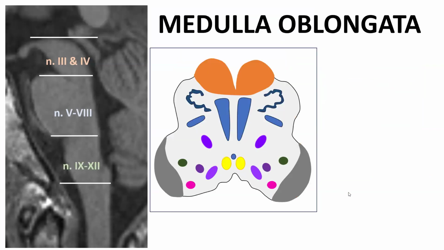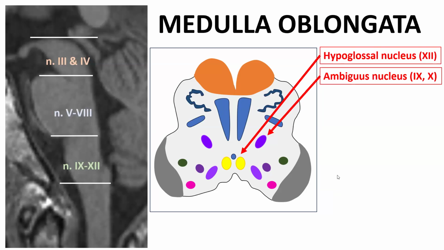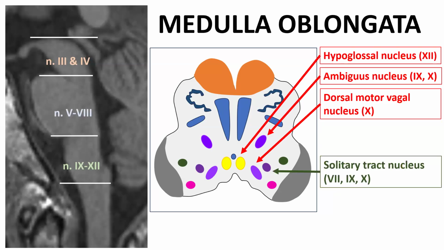Finally, we have arrived at the level of the medulla oblongata. Here we find the motor nucleus of the hypoglossal nerve located paramedially, where we find all somatic motor nuclei in the brainstem. We have the ambiguous nucleus responsible for motor innervation of the throat, the pharynx, and the larynx. We have the dorsal motor vagal nucleus responsible for the parasympathetic innervation of the thoracoabdominal organs.